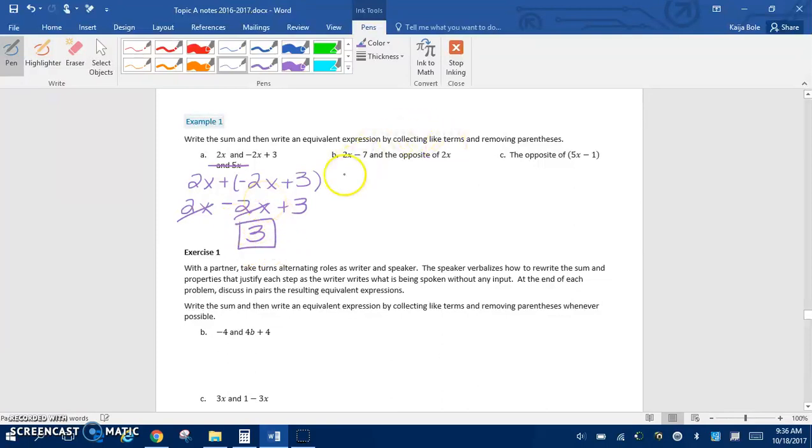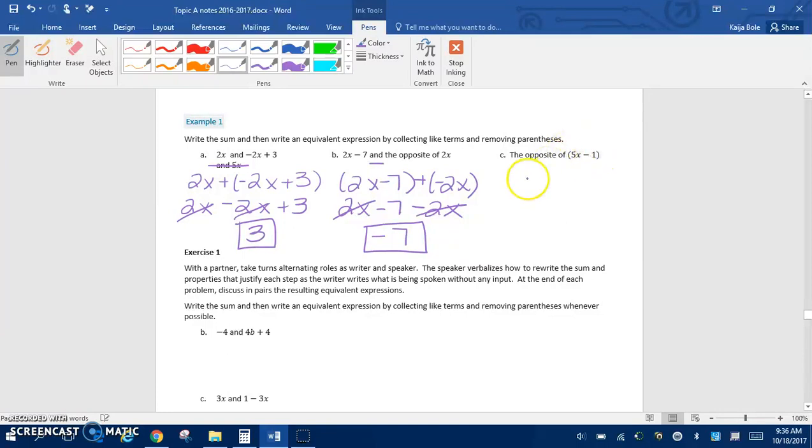Alright, part B says 2x minus 7 and the opposite of 2x. So this would be 2x minus 7 and means to add. The opposite of 2x would be a negative 2x, right? So now if we rewrite it without parentheses, we'd have 2x minus 7, and then this would just be minus 2x. And again, 2x minus 2x, those cancel, so we're just left with negative 7.